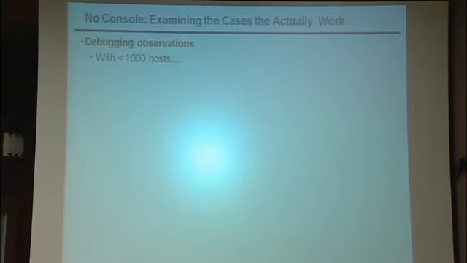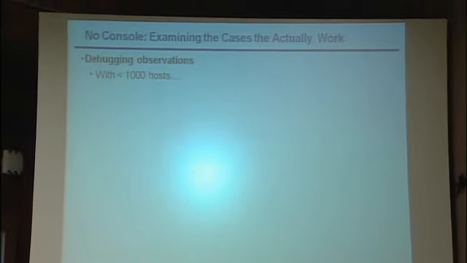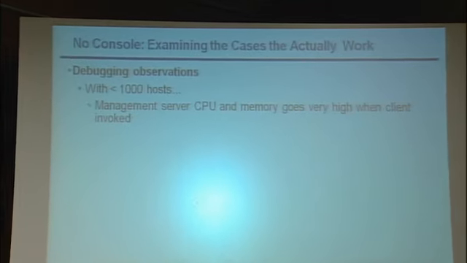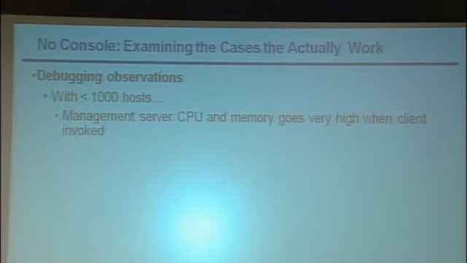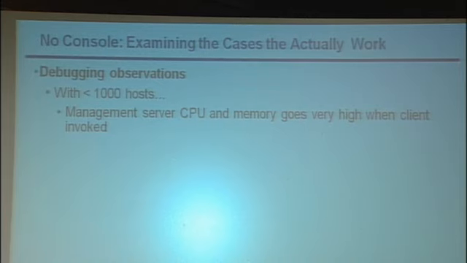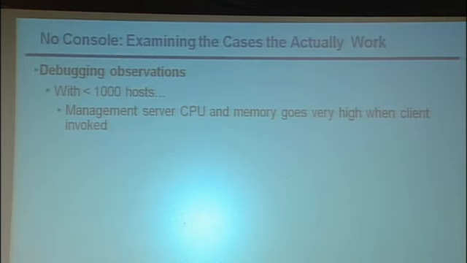So I made a bunch of different observations while I was debugging this. When you have fewer than that magic number of 1,001 hosts, here's what was going on. Remember the sequence of events. I'm a client. I talk to a server. The server talks to the virtual machine. And then that virtual machine and I are directly connected.